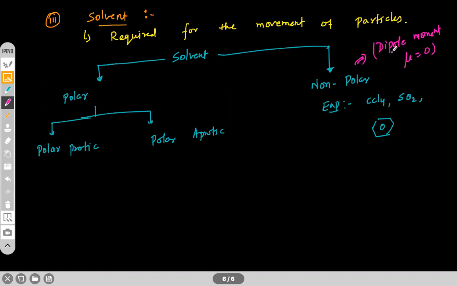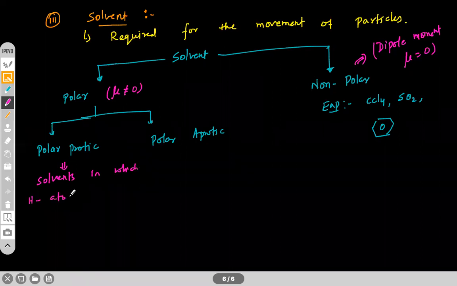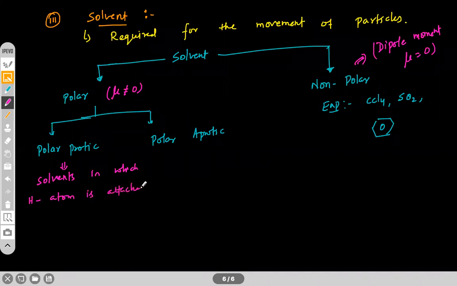You must have studied this in physics, dipole moment, which is a vector quantity. For polar solvent, the dipole moment mu is not equal to zero. A little bit I'll talk about this dipole moment later. Now, what is polar protic? Polar protic solvents are solvents in which a hydrogen atom is attached to an electronegative element like oxygen, nitrogen, fluorine, etc. These are polar protic solvents.